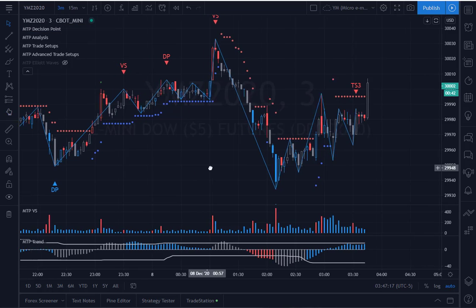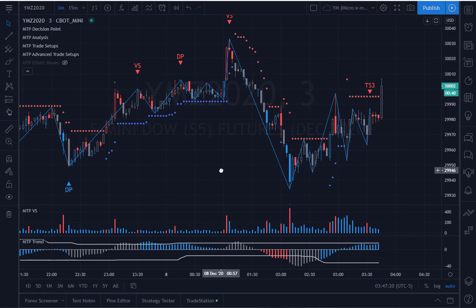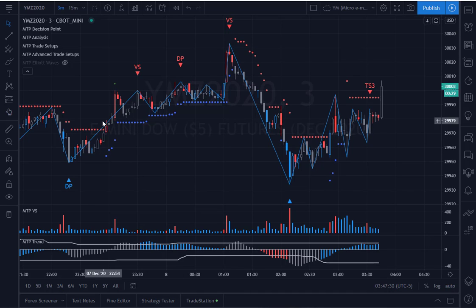In today's video, I'll be using our new scripts for TradingView, and in this example we'll be looking at this VS cell at the top here. If you can just about see that, there's our VS cell.